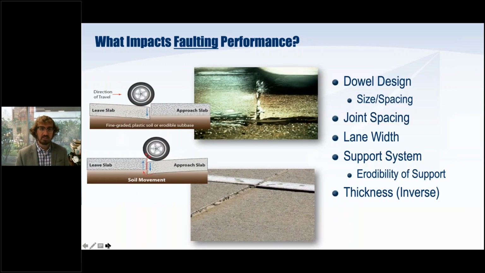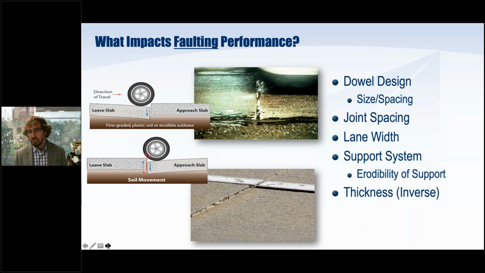Now, faulting design is quite a bit different than our cracking design. What can we do to mitigate faulting? Because they are two very different mechanisms. When we think about faulting, what really impacts the design is our dowel design. So what dowels are we using within our pavement? The size of our dowels, are they 1.5-inch dowels, 1.25-inch dowels? It's going to change how our pavement performs. Additionally, the spacing of those dowel bars, a lot of times we're at 12 inches on center, maybe 6 inches or a foot off of the edge of our pavement. That's a pretty good design. It's what's pretty standard across the country.